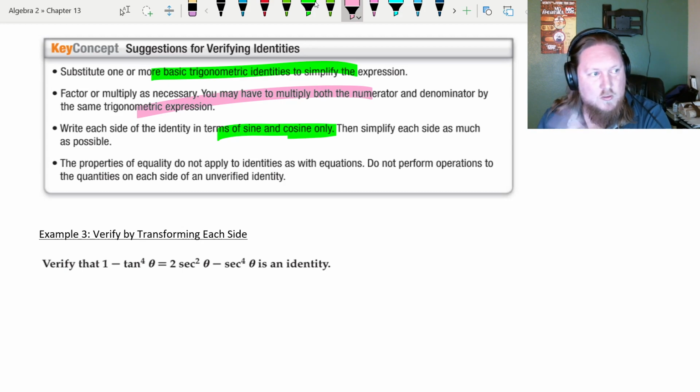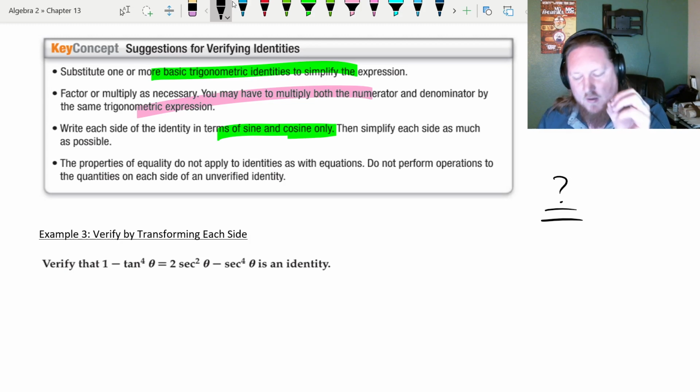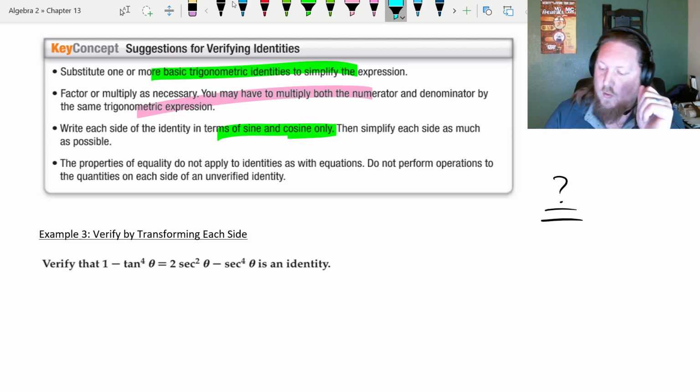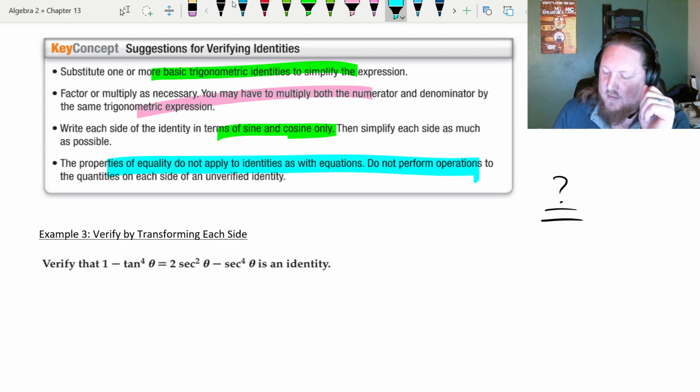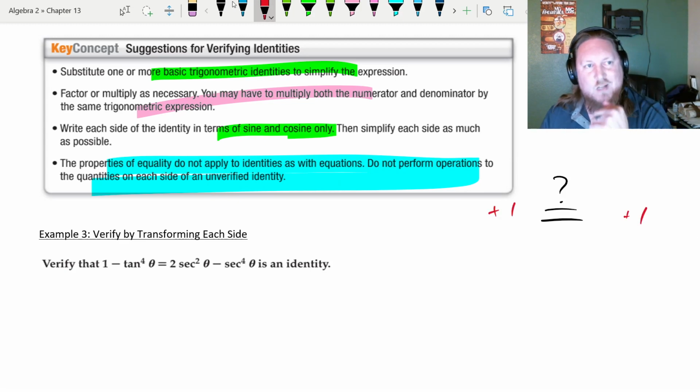It's really important to remember that there's a question mark over these equal signs because you're verifying it. It's not true until you've verified it. So you never work on both sides of the equation at the same time. You can't add 1 to both sides because you don't know that both sides are equal. So adding 1 doesn't keep it equal, and it's an invalid move.